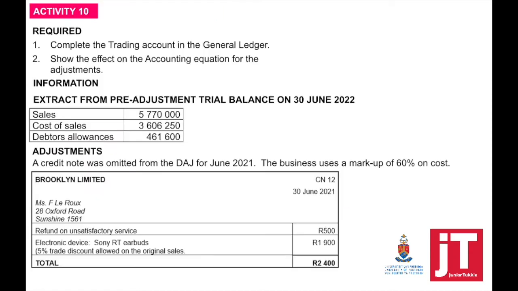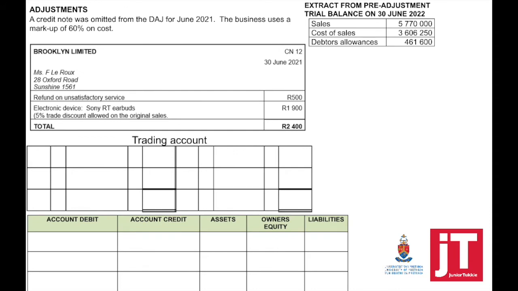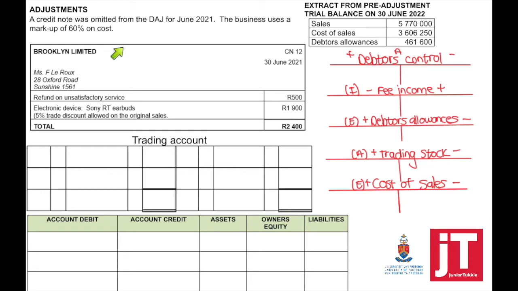Activity 10. Complete the trading account in the general ledger and show the effect on the accounting equation for the adjustments. A credit note was omitted from the debtors allowance journal for June 2021. The business uses a markup of 60% on cost. So if you look at the credit note, it was for refund on unsatisfactory service, electronic device. The total was 2,400. Now, a credit note means that a debtor owes us less money.